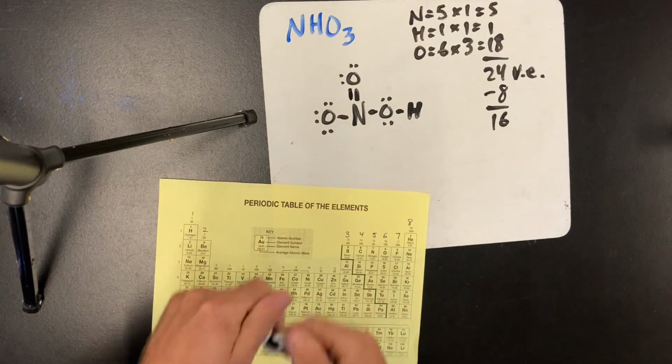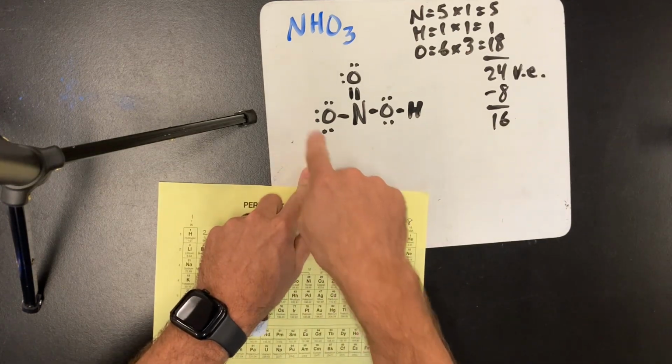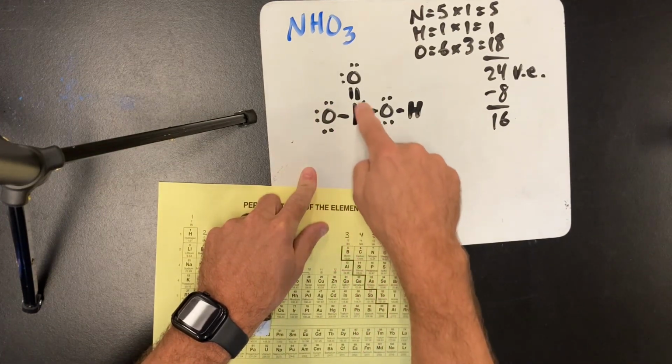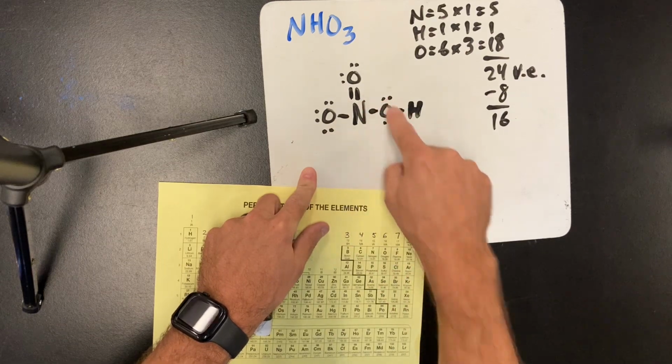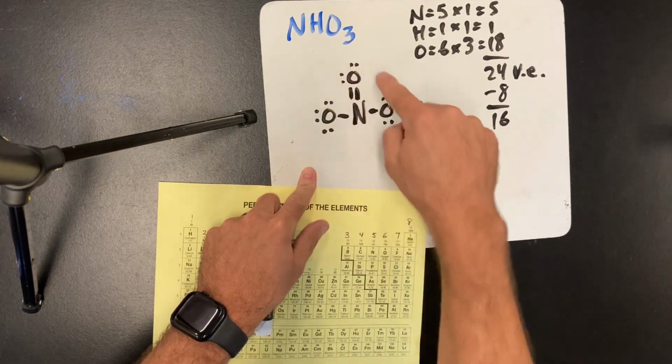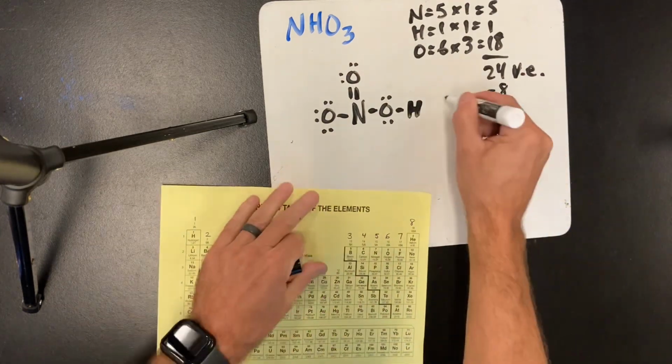And now we've got a completed diagram. So we've got 2, 4, 6, 8 for this oxygen, 2, 4, 6, 8 for nitrogen, 2, 4, 6, 8 for oxygen, 2, 4, 6, 8 for this oxygen. So that would be our completed diagram.